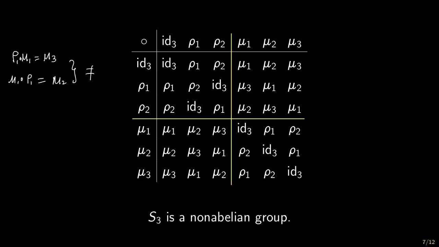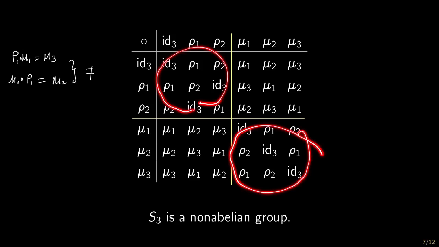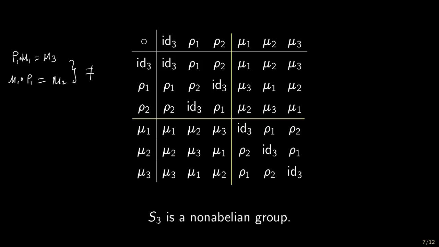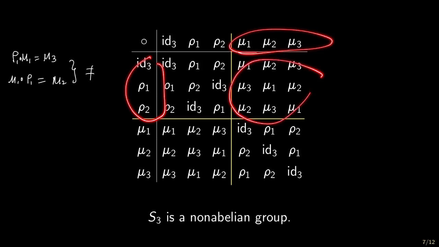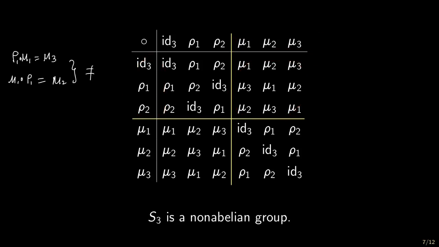Actually, the idea here is that I've named the elements in such a way that the product is easily remembered. If you combine 2 elements of the same type, you get a rho as a product. And if you multiply 2 elements of different kinds, you get a mu as a product. Okay, so you remember that.